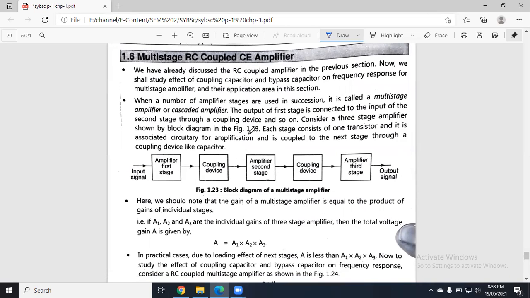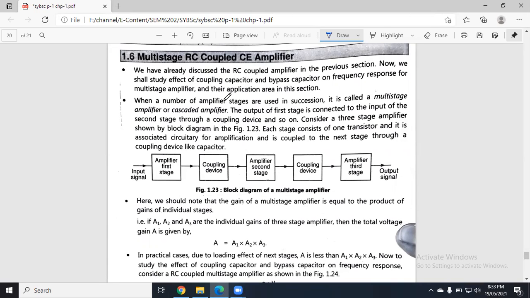Now, remember this definition. When a number of amplifier stages are used in succession, what is succession? One after another. It is called a multi-stage amplifier or cascaded amplifier. Cascade means one after another. The meaning of both is similar. The output of first stage is connected to the input of second stage through a coupling device and so on. Output of first stage is connected as an input to the second stage, and output of second stage is connected to the input to the third stage.